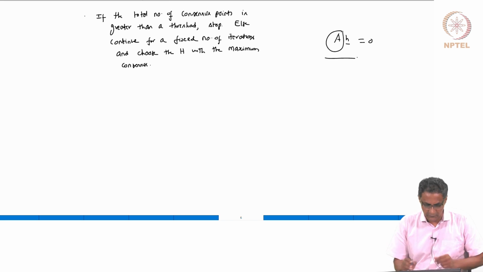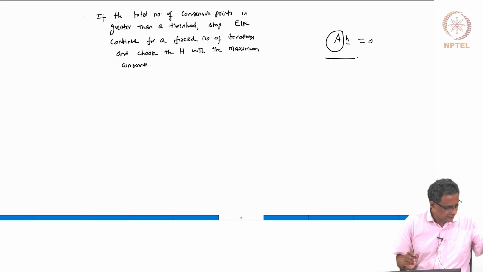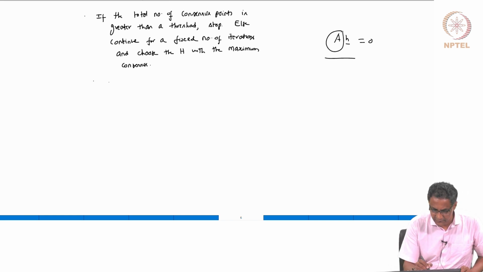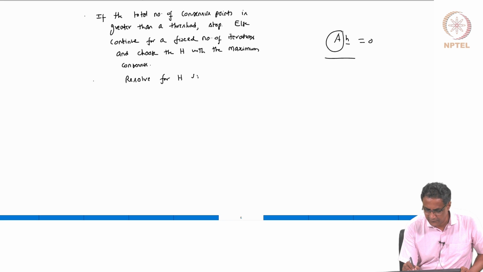Now let me also write that step maybe, so then resolve, I'll just write this down: resolve for H using all the say inliers.